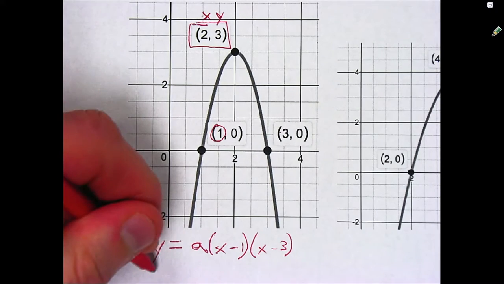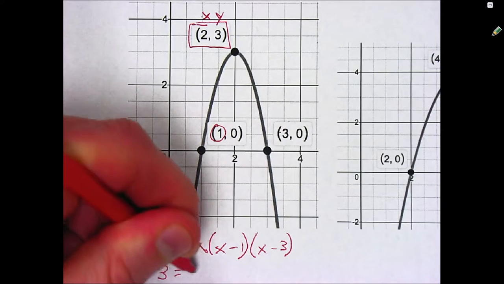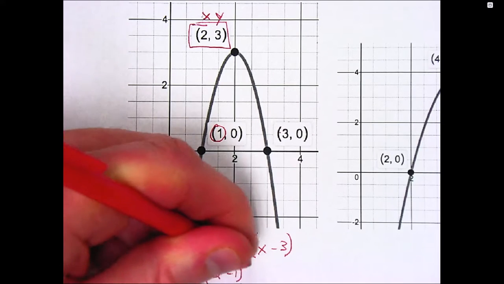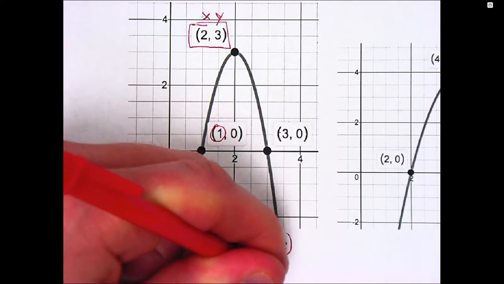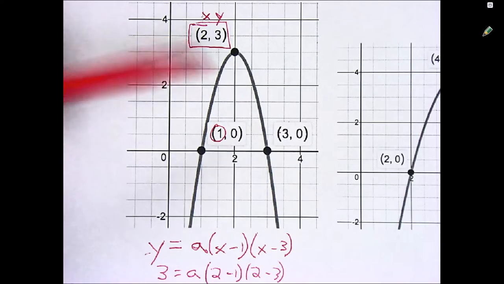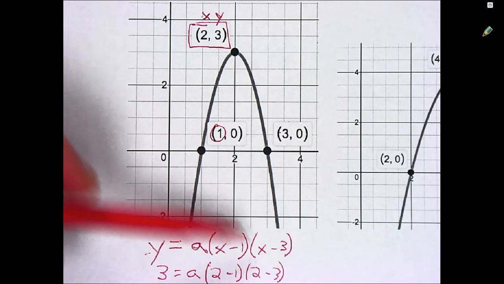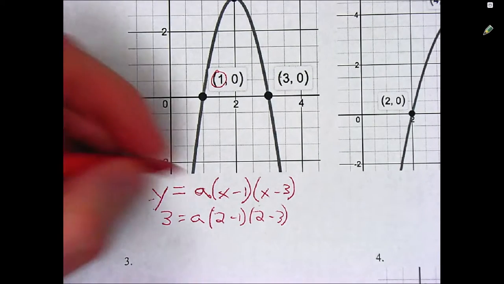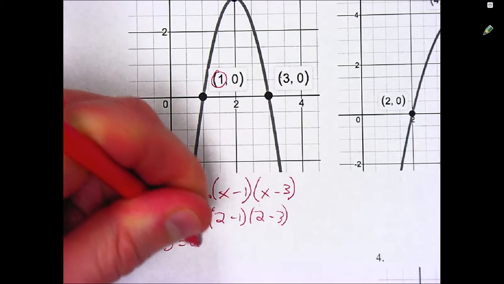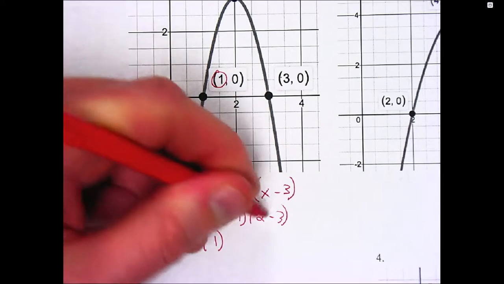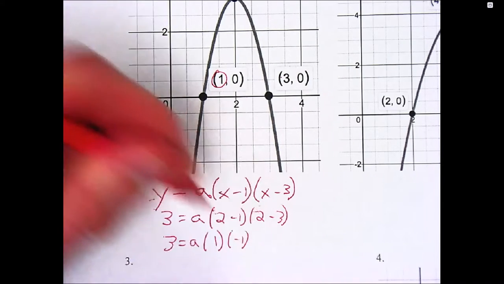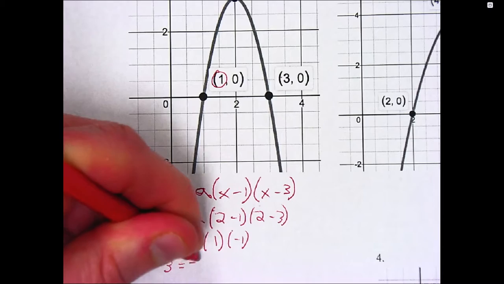I'm going to replace those two numbers. So I know y is 3, trying to figure out a, and I know x is 2. Right? So x is 2, I put it in 2 spots, y is 3, and so now I've got a little equation that I just need to solve for a. So I get 3 equals a, 2 minus 1 is 1, 2 minus 3 is negative 1. So I end up with 3 equals negative 1 times a.